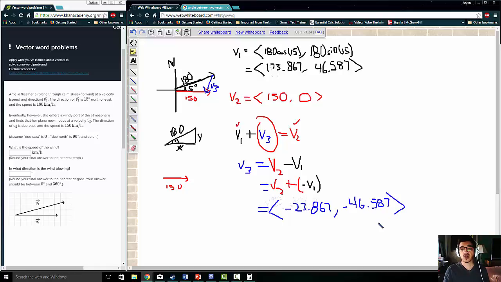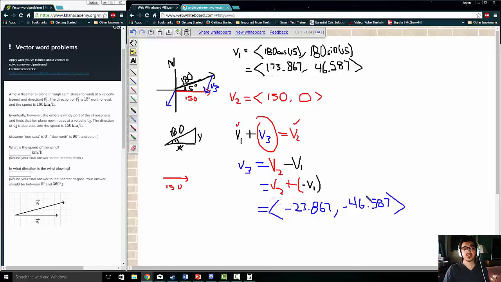And does this vector make sense? Well, if we were to draw it, we're going down. It looks like this, right? Because it's a negative x component, negative y component. Y is larger than the x, and that kind of fits with the drawing that we had before.